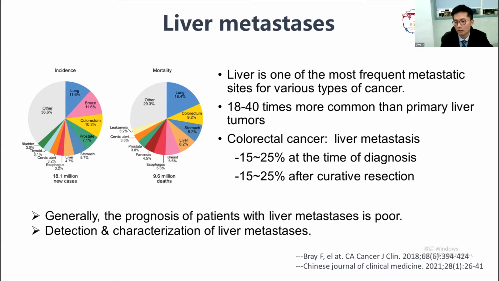Take colorectal cancer, for example. About 15 to 25% of cases have liver metastasis at the time of diagnosis, and another 15 to 25% of cases will develop liver metastasis even after curative resection. That is to say, up to about 50% of the patients will have liver metastasis during the whole disease process. Generally speaking, the prognosis of patients with liver metastasis is poor, so the detection and characterization of liver metastasis is important.